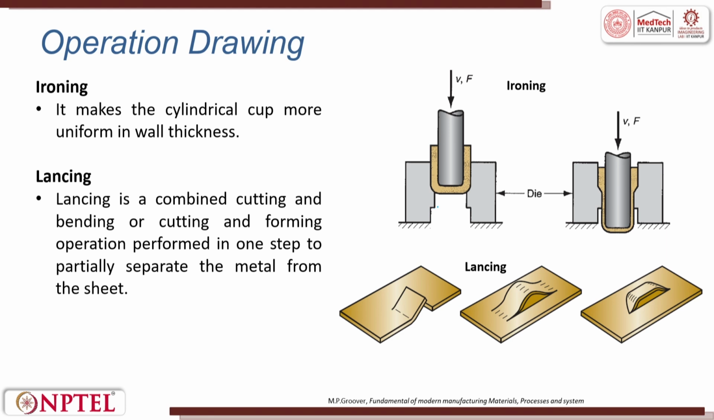Ironing can also be there. Ironing means a reduction in thickness can happen. It makes the cylindrical cup more uniform in wall thickness. So, when you move down in ironing, you will get a uniform thickness.